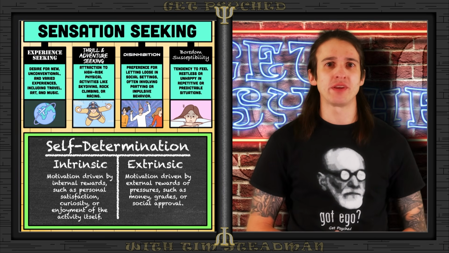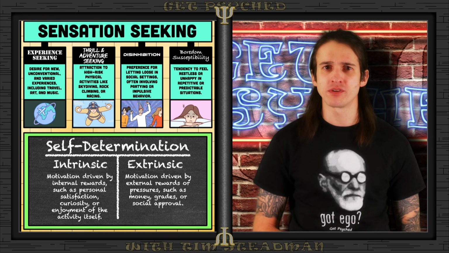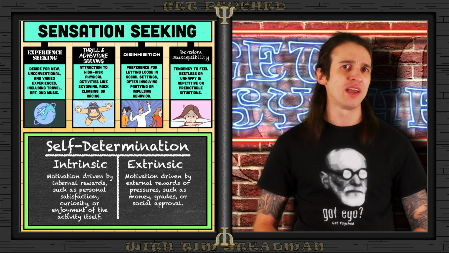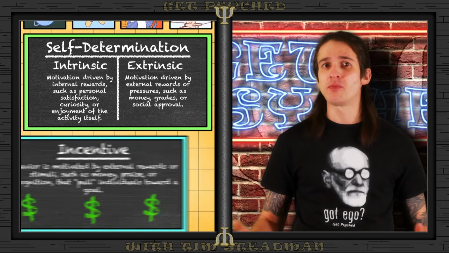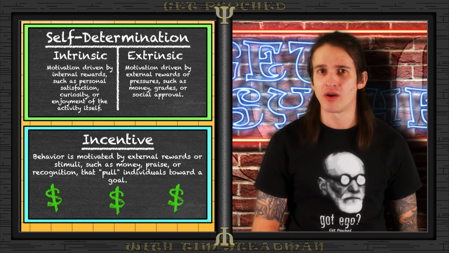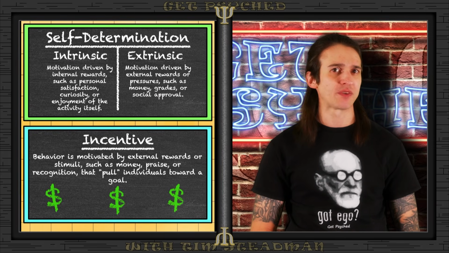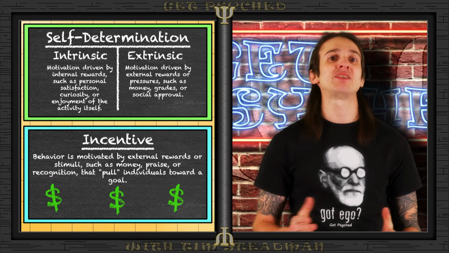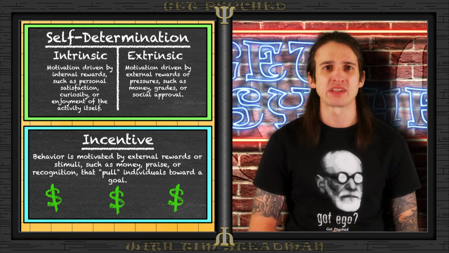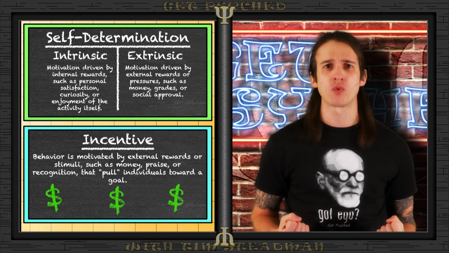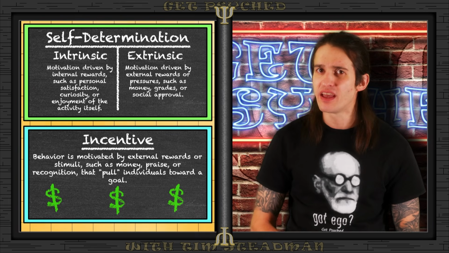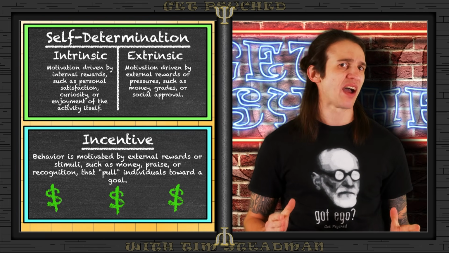Extrinsic motivation is when you're driven by external rewards or pressures, like practicing guitar because you want to win a competition or impress your friends. Next up, we have incentive theories. Now, unlike the drive reduction theory, which focuses on reducing tensions from unmet needs, incentive motivation explains how external rewards like money and praise can pull us toward a goal. It explains how even if we are not biologically in need, the promise of a reward can still drive behavior.